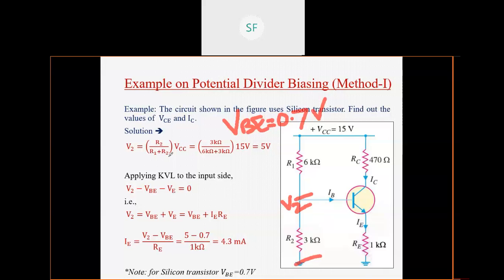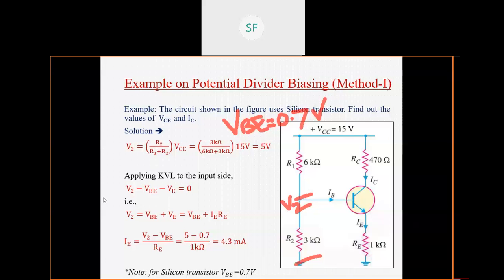So we know the formula for V2. V2 is nothing but R2 divided by R1 plus R2. So here you have to just put the values and get your answer. R2 is 3 kilo ohm. So 3 kilo ohm divided by 6 plus 3, and 6 plus 3 is 9 kilo ohm. So 3 divided by 9 is nothing but 1 divided by 3. So 15 divided by 3 will be 5 volt. So the value of V2 will be 5 volt.